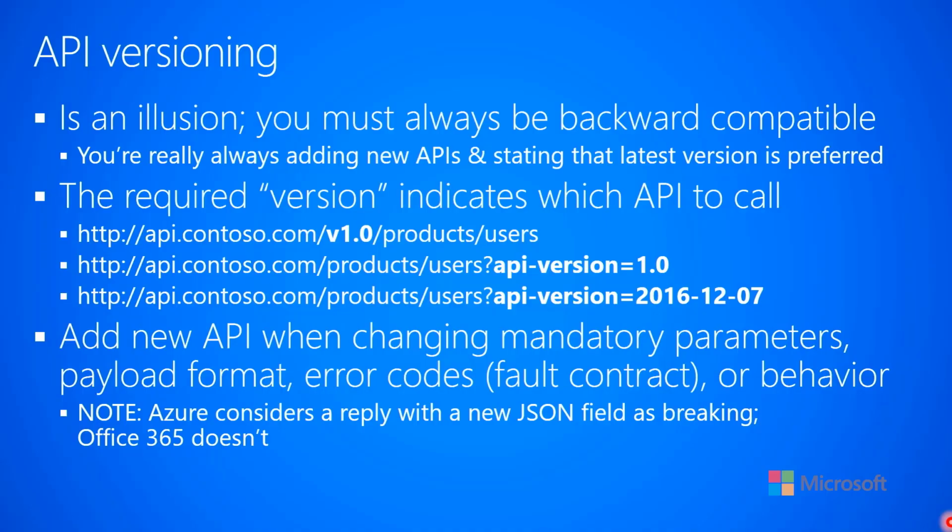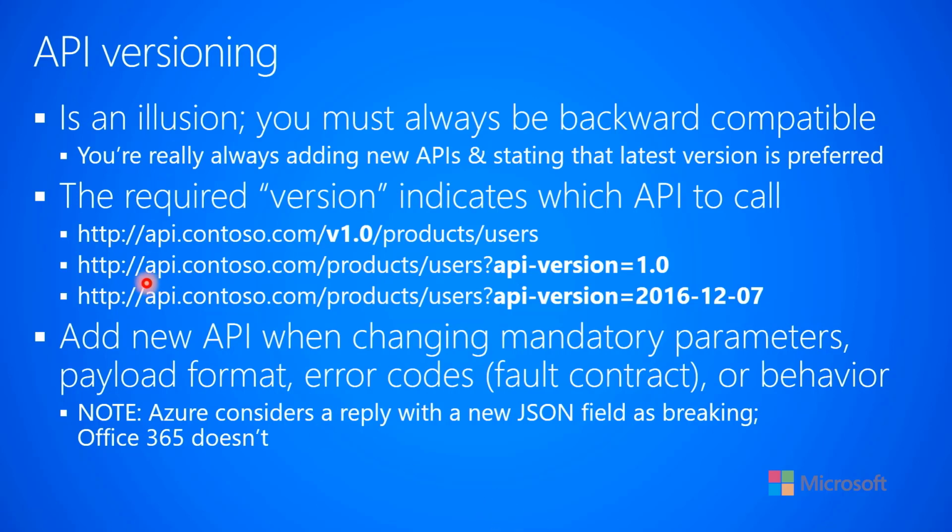So what you're really doing instead is you're adding new APIs and you're stating that the latest version is the preferred one, right? This is the one you want the clients to ultimately migrate to because it's better in some way, right? It does more, it's better performance, for whatever the reason happens to be. The best way to go about doing this is that you put a version number on an API and you make this be required. And here I show 3 different example ways of accomplishing this.